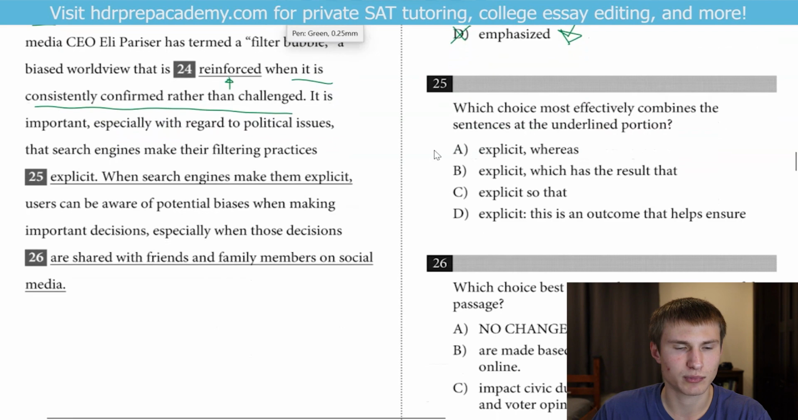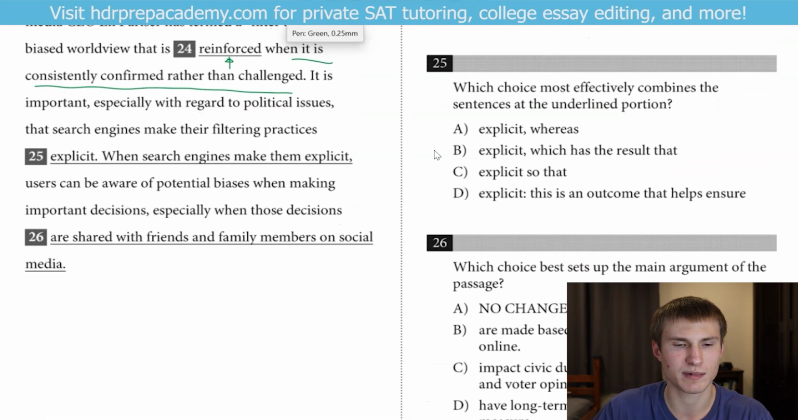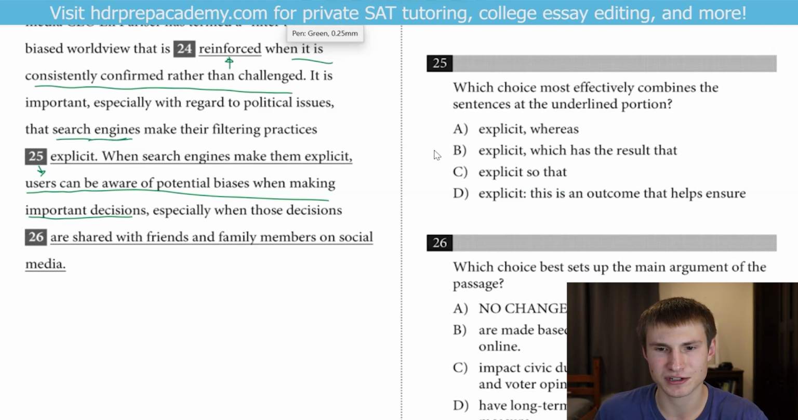All right, moving on. We have: it is important, especially with regard to political issues, that search engines make their filtering practices explicit. In this case, I'm asked to combine these sentences at the underlined portion. I see that what I have to lead into is users can be aware of potential biases when making important decisions. I'd probably want to have so that in front of there, or some sort of indication that the goal of making the practices explicit is so users can be aware of potential biases. Also, I want to eliminate as much redundancy as I can. I already said search engines, so I'd rather not say it again. If we look at our options, answer choice D already looks really wordy. We have explicit, this is an outcome that helps ensure. Saying this is an outcome is wordy, so I'm going to go ahead and get rid of D.